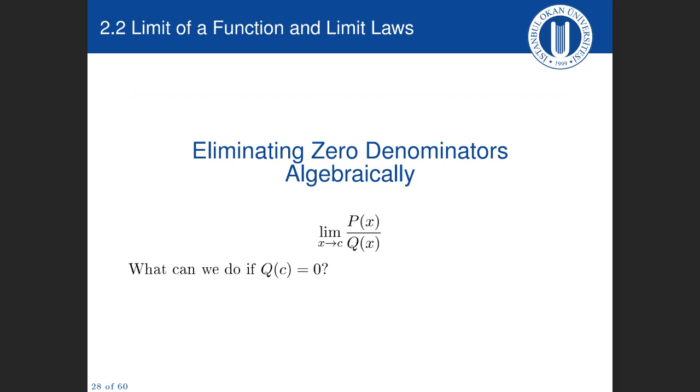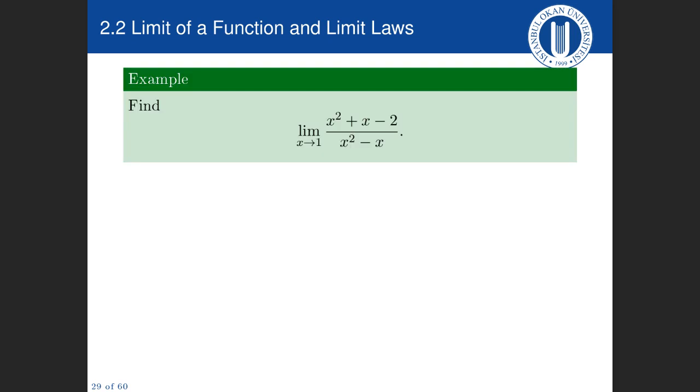But what do we do if the limit of the thing on the bottom is equal to 0? If we're looking at the limit as x tends to c of p of x over q of x, what can we do if q of c is equal to 0? For example, let's suppose we want to find the limit as x tends to 1 of x squared plus x minus 2 divided by x squared minus x.